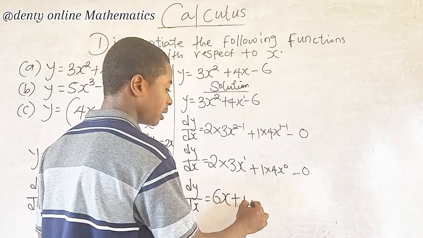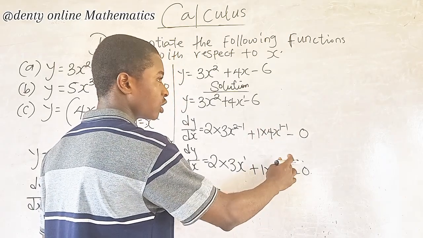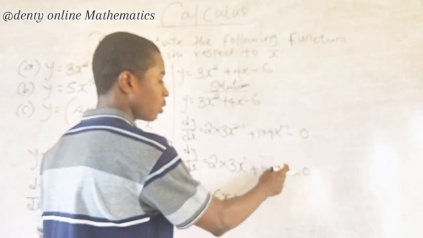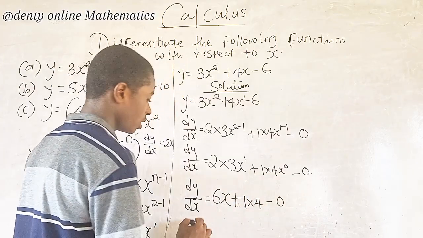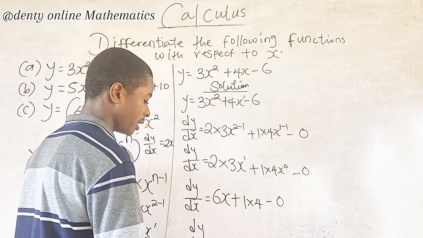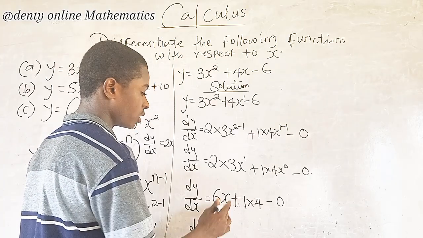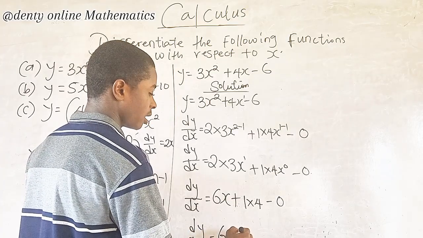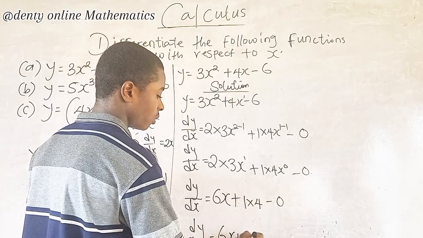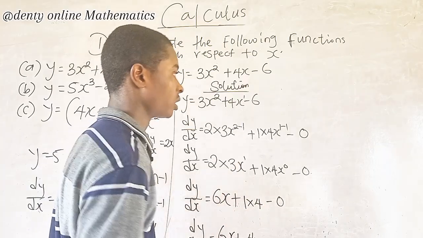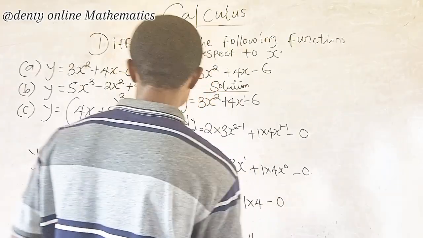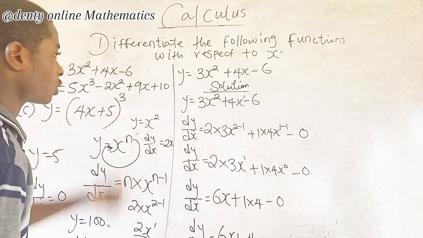So it will be 1 times, x raised to the power of 0 is 1. So 1 times 4 will be 4, minus 0. So my dy over my dx will be equal to 6x plus 1 times 4, which is 4, minus 0. 0 can just stand alone. This is the solution for the first one.